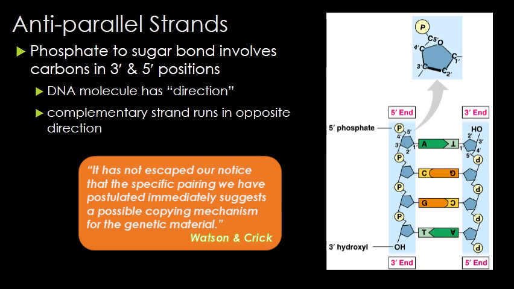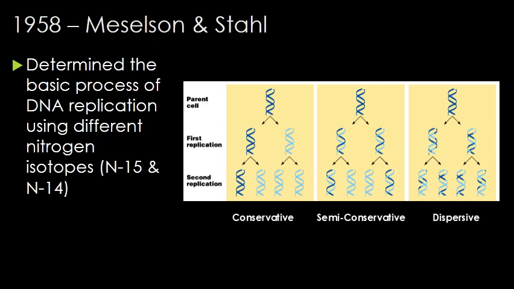Now, making the claim is one thing, but now you have to prove it. In 1958, Meselson and Stahl set out to do just that. They determined that the basic process of DNA replication was one of 3 possible models. It was either conservative, where the parent strands stayed completely together and made a completely new daughter strand. It was semi-conservative, where each strand split and became the template for the other. Or it was dispersive. It broke up into chunks and spread out. But we couldn't really know which one it was.